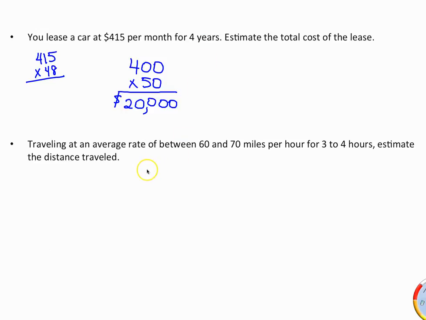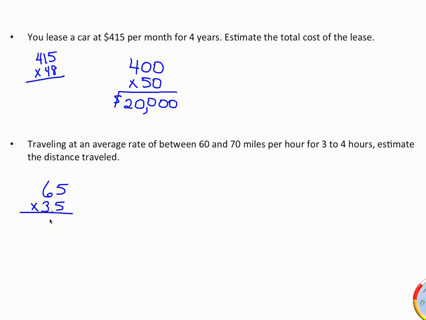Okay, let's look at the next one. Traveling at an average rate of between 60 and 70 miles per hour for 3 to 4 hours, estimate the distance traveled. Well, one way I can estimate this is I can say, well, if I travel between 60 and 70 miles per hour, that means I averaged about 65 miles per hour. And if I drove that fast for 3 to 4 hours, that means I averaged about 3.5 hours. So there's one way I can get an estimate. However, this requires pulling out our calculator, several steps.